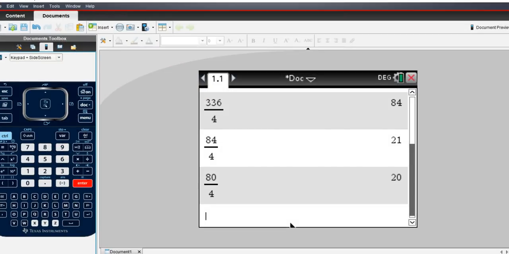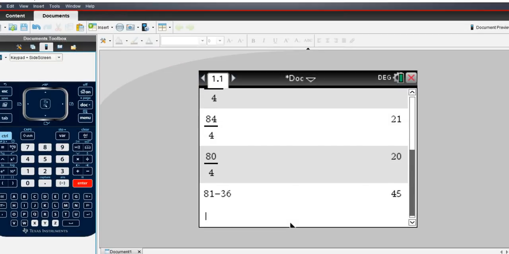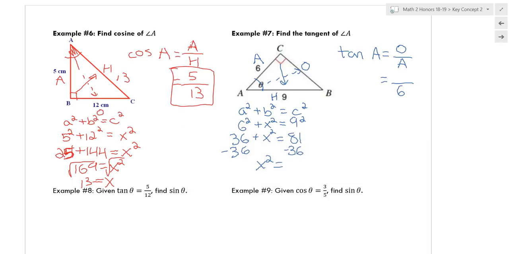x squared equals 81 minus 36. I should know this, but that's okay. 81 minus 36 is 45. Looking at this, when I take the square root, you should see that x equals, right, 45 is 9 times 5. I can take the square root of 9, that's 3 square root 5. Okay. So that goes in my blank.